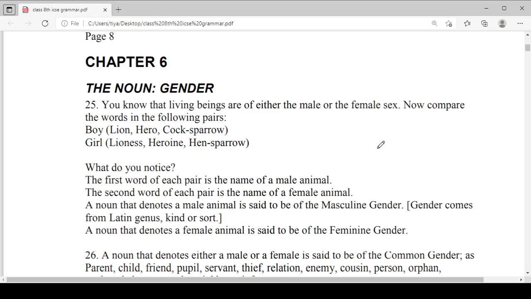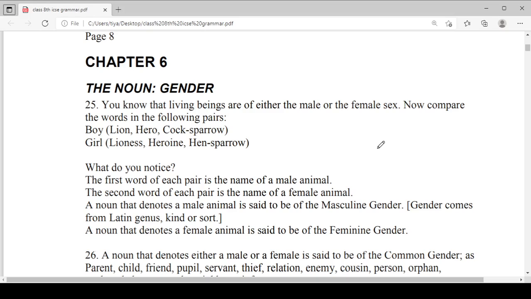So in our previous lecture we have discussed the noun phrases and pronouns, okay, and in this chapter we will discuss the noun on the gender basis. So let's start today's lecture without wasting our time. As you can see on your screen, we have the noun gender.